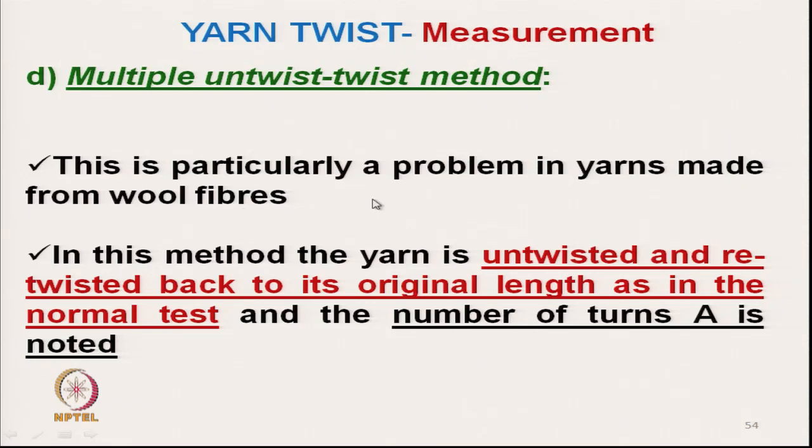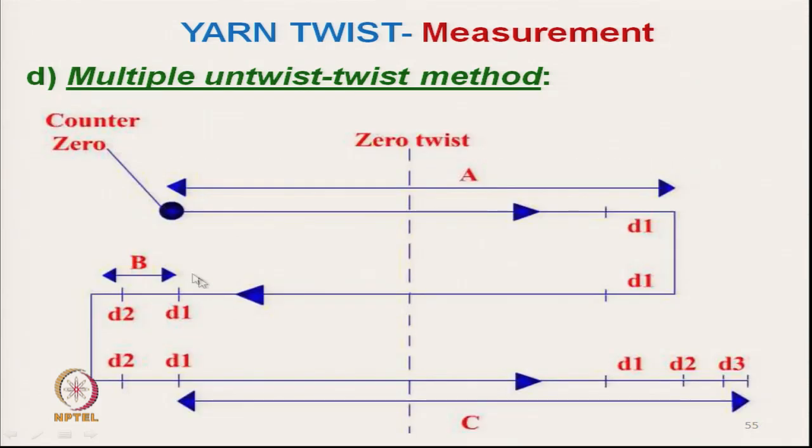This is particularly a problem in yarn made of wool fiber. So, in the case of wool fiber we cannot use the earlier method. In this method the yarn is untwisted and retwisted back to its original length as in the normal test, and the number of turns A is noted. That is done just like the earlier test, and the number of turns is noted.